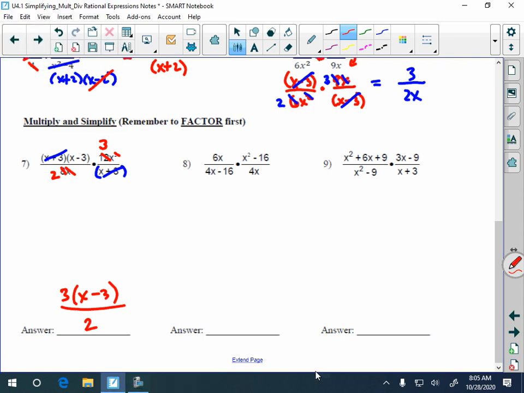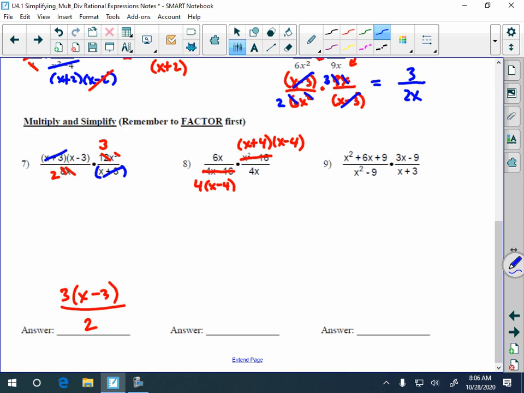All right, number 8, we can factor. So 4x minus 16, there's a GCF there. I can pull a 4 out. I'm just going to cross that out and put its factored form instead. Or you can rewrite the whole thing. x squared minus 16, that's a difference of squares. That's x plus 4 and x minus 4.